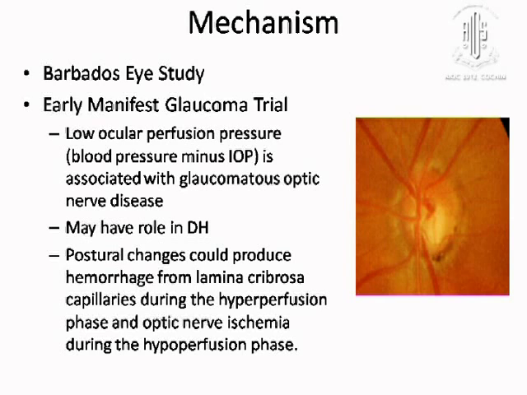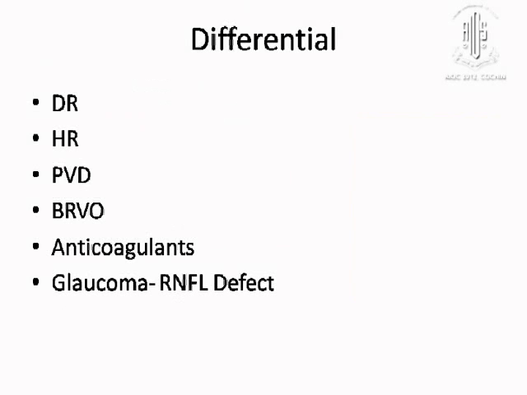The lower it is, the more the chance of glaucoma damage to the nerve and the more the chance of hemorrhage. In the differential, I think we need to keep all these in mind. They could also be seen in diabetic retinopathy, hypertensive retinopathy, in a PVD, in a patient with a BRVO. The important one is the second last one. The patient could be on anticoagulants, and therefore the lamina cribrosa capillaries could bleed more easily.